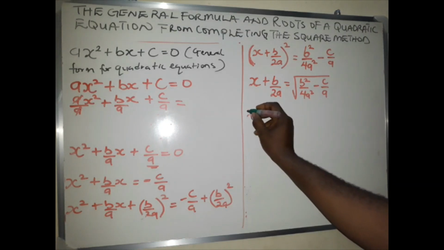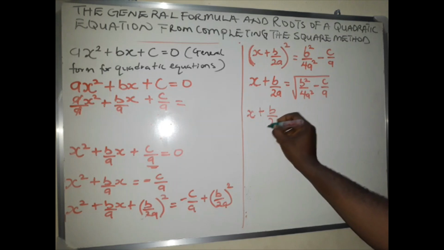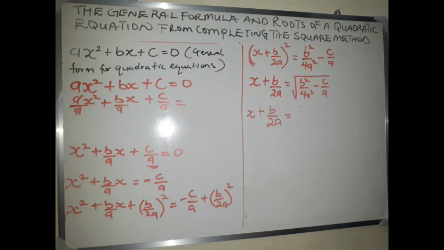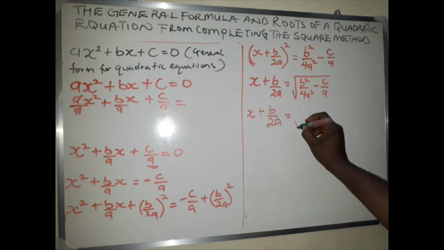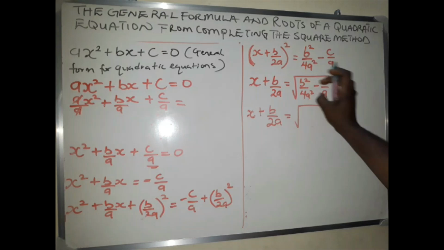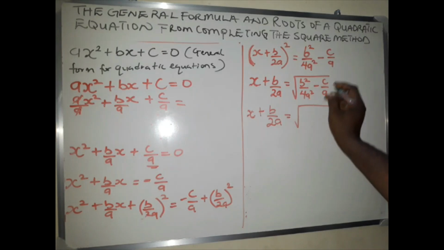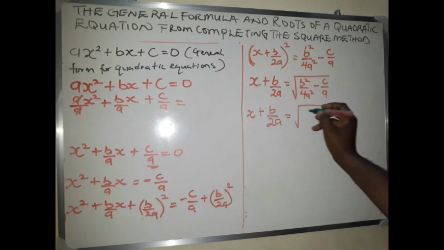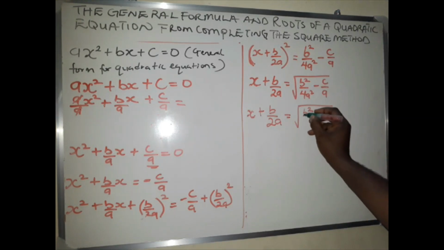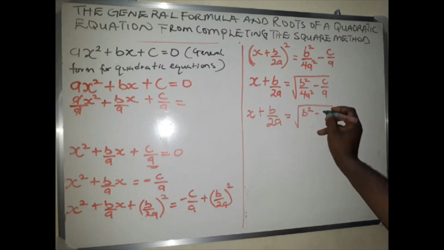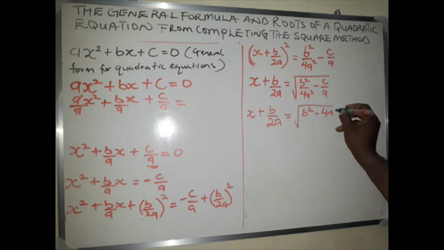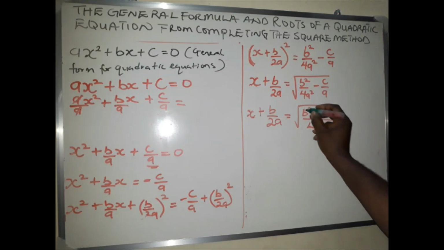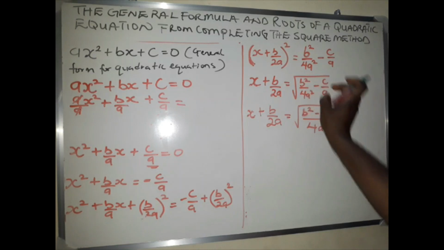x plus b all over 2a is equal to, just because of time, I'll just go ahead and write the answer for simplifying these fractions here. And when you solve it, like when you're doing normal subtraction of fractions, what you're going to get is b squared minus 4ac all over 4a squared. That's when you simplify this, it will give you this.